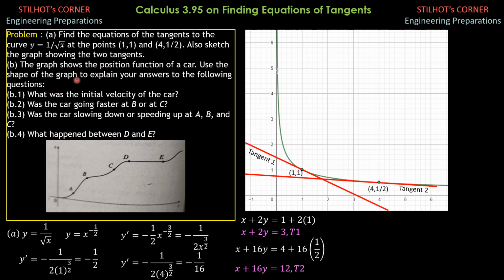Use the shape of the graph to explain your answers to the following questions. What was the initial velocity of the car? So supposedly this is straight. The tangent at the origin, when the time is the time axis and this is the position axis, s rather. The tangent is horizontal, and the slope of the tangent at the origin is 0.